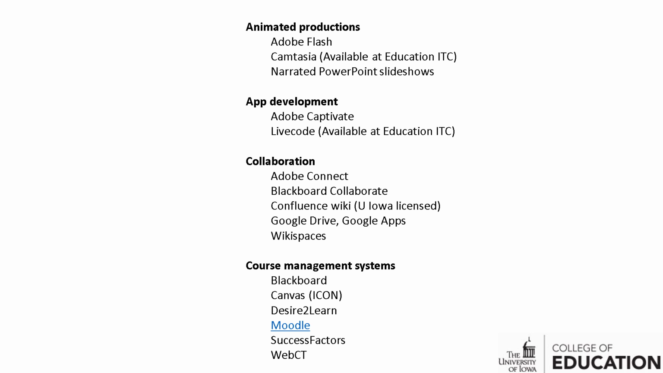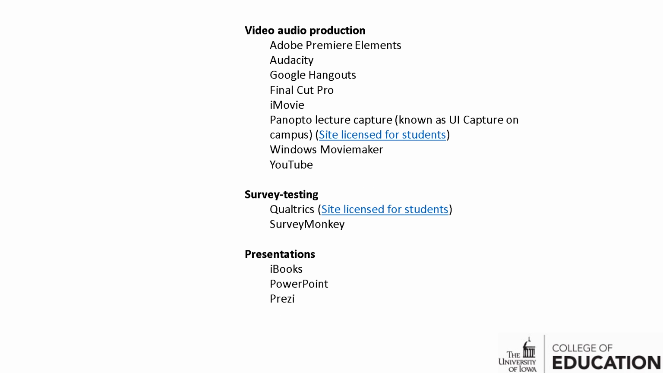Camtasia is an animation production tool that we have available on campus, and its real strength is being able to capture what you're doing on screen and add voiceovers and animations to it. Very popular and very recommended. You have to teach people software and programs. You can show video audio production tools.